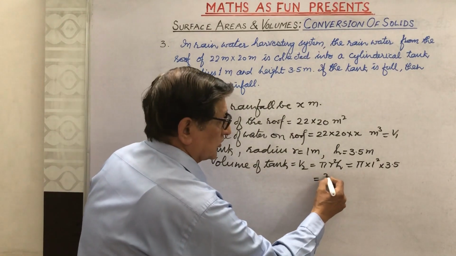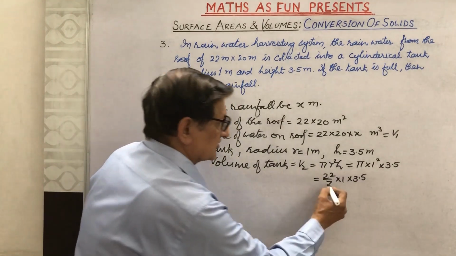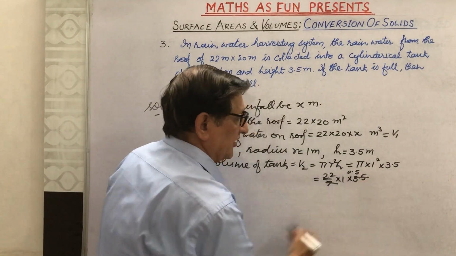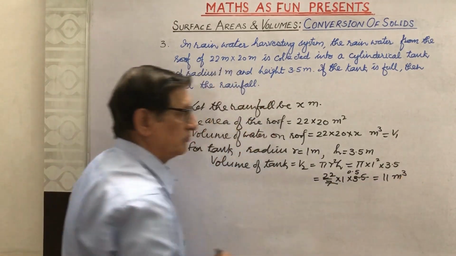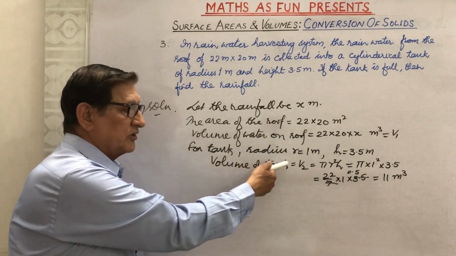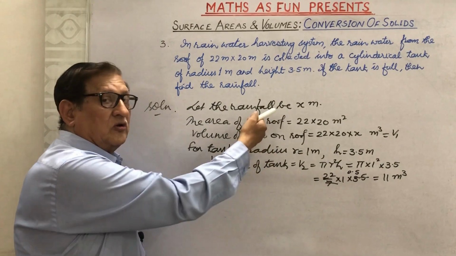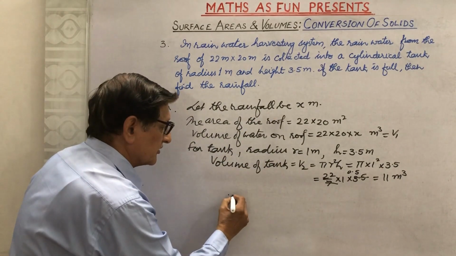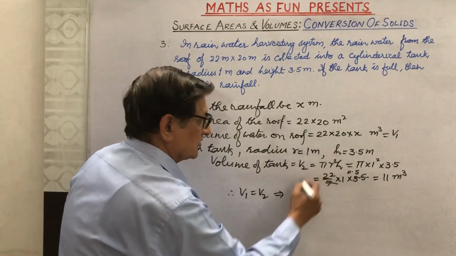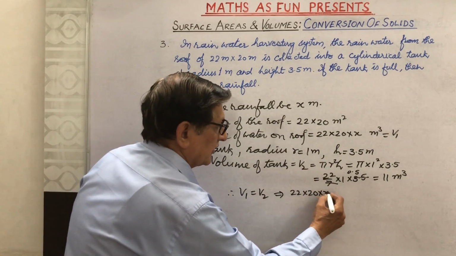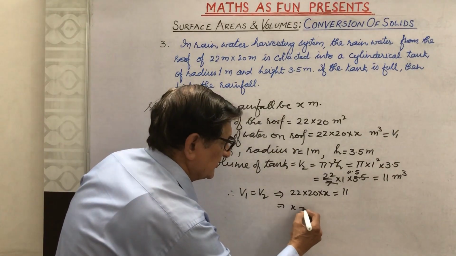We get it as 22 by 7 into 1 into 3.5. 7 into 5 means 0.5 here. 22 into 5, 110. So it will be 11 meter cube. This is V2. And for the problem, volumes are to be equal. So we write, therefore V1 is equal to V2, implies that V1 is 22 into 20 into x, that is equal to 11. Can we find out the value of x then?